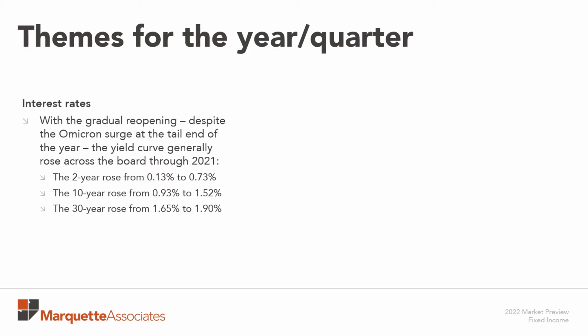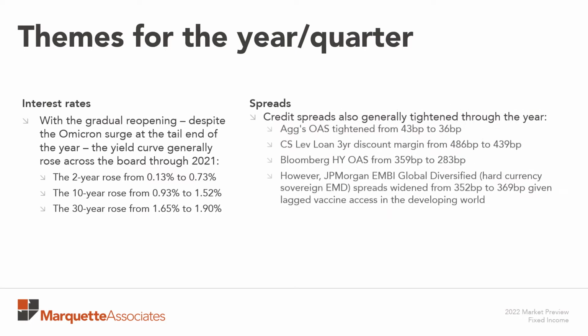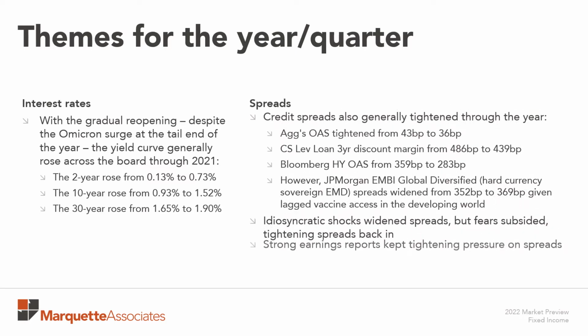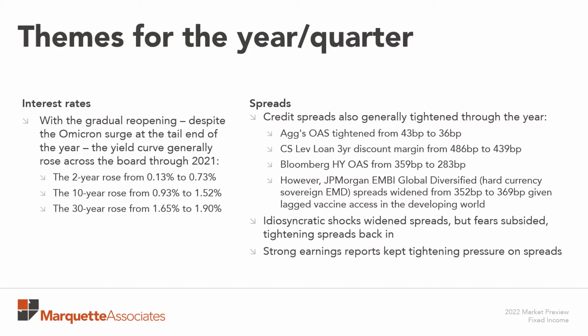The other dynamic for fixed income was tighter spreads. This is not surprising. When we see equity markets rally, credit spreads, which are a measure of risk for bonds, tend to go down. That helps bond prices, but also limits opportunities going forward. We expect both of these themes to continue into 2022.